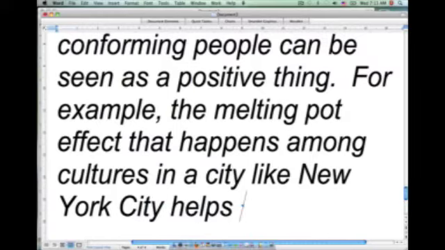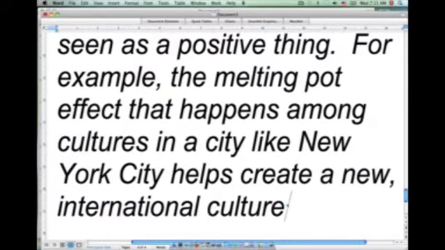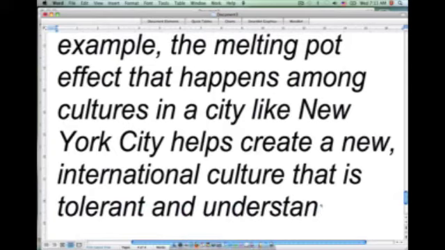helps create a new, we'll call it a new international culture, and we'll say that is tolerant and understanding. It's tolerant and understanding. Okay, so the melting pot effect that happens among cultures. Tolerant and understanding. Okay.